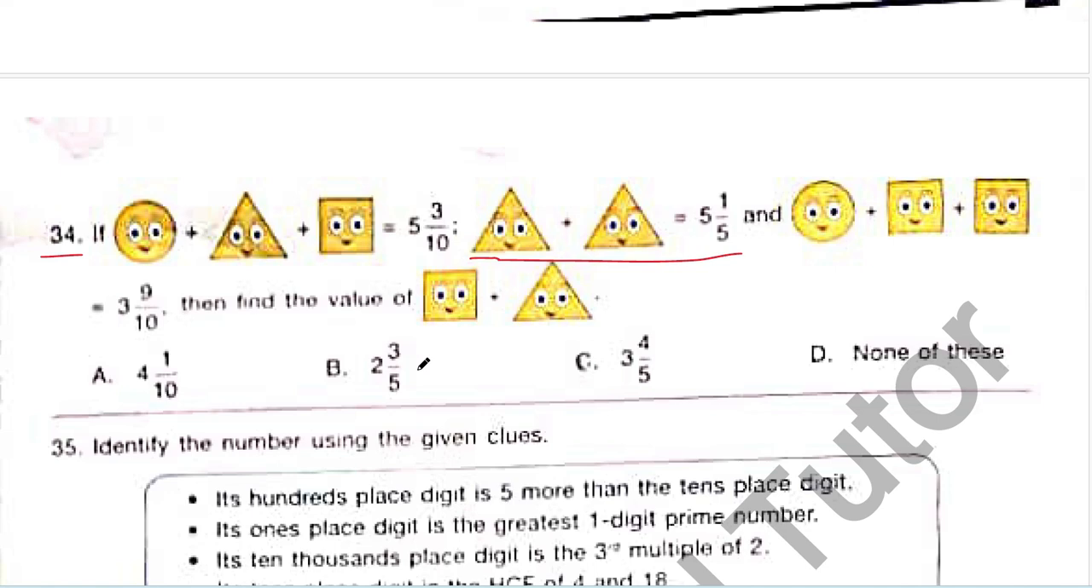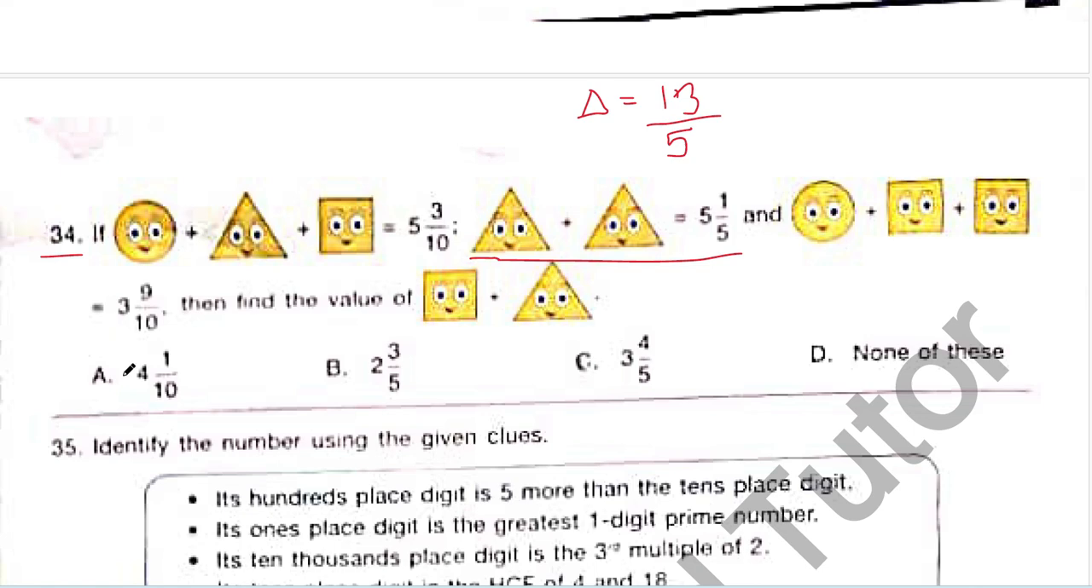So we'll start this question using this equation. Triangle plus triangle is 5 1/5. This means two triangles equals 26/5. So the value of one triangle is 26/5 divided by 2, which is 13/5. So this has given us the value of triangle as 13/5. Now the first equation is circle plus triangle plus square is 5 3/10, which is 53/10, and here it is circle plus 2 squares is 3 9/10, which is 39/10.